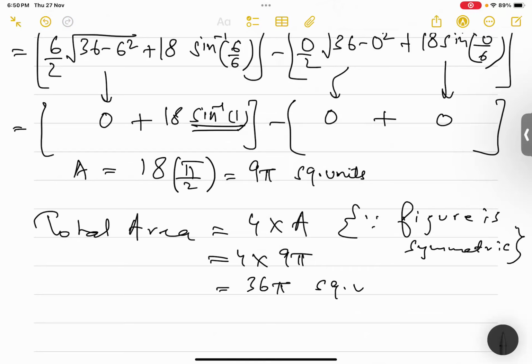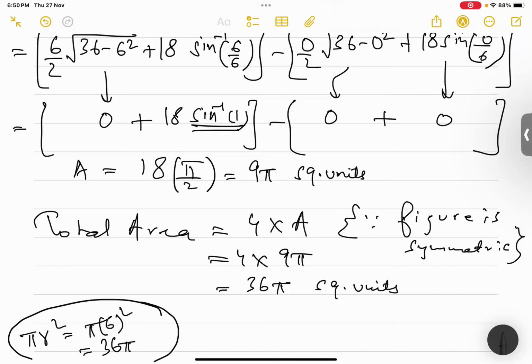36 pi square units. And if you want to cross check, area of a circle is pi r square, so pi into 6 square, 36 pi. But of course, you can't do this for a 4 marker.